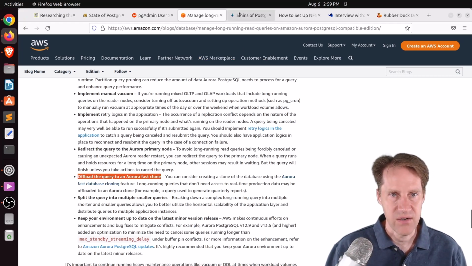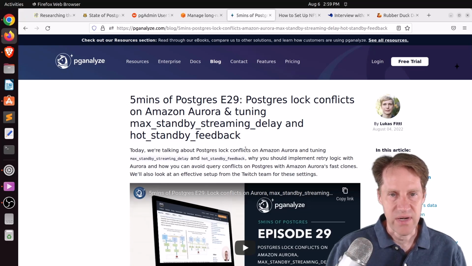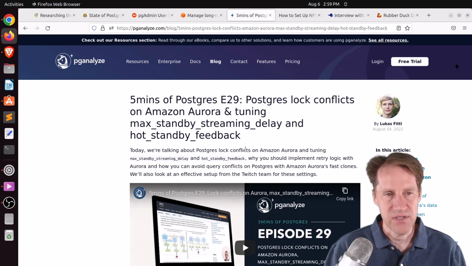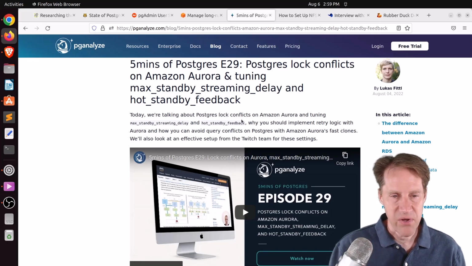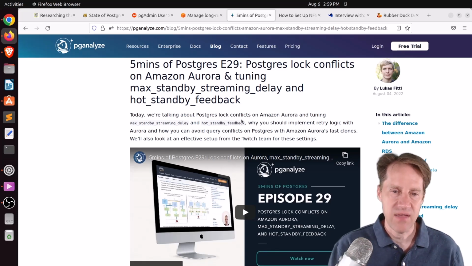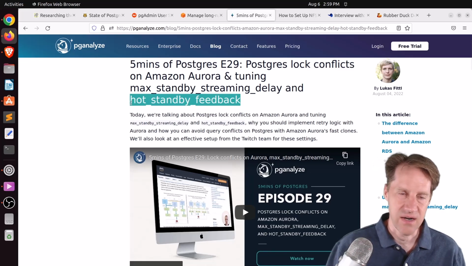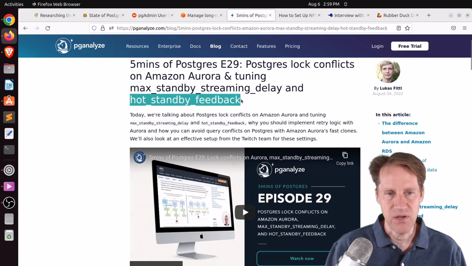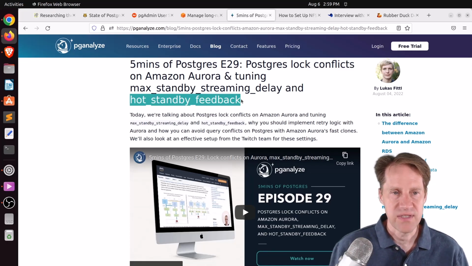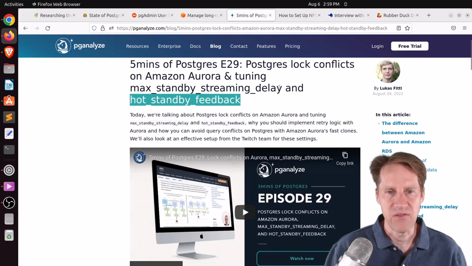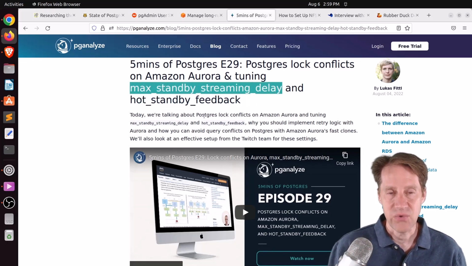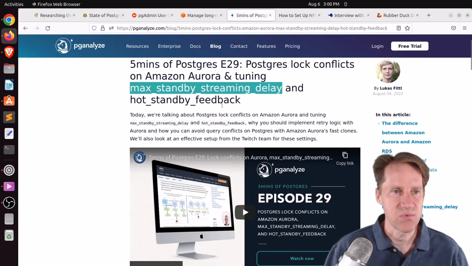But if you want to get more value out of this post, the next post, 5 Minutes of Postgres, episode 29, Postgres lock conflicts on Amazon Aurora and tuning max standby streaming delay and hot standby feedback. This is from pgAnalyze.com, and this is their 5 Minutes of Postgres where they examined this post and talked about it, and then also compared it to Postgres and how in some ways Postgres has a little bit more flexibility of dealing with this because you can change hot standby feedback in Postgres, but not Aurora. It's on by default in Aurora. And he talks about a use case of someone who wanted to run some long-running queries, and basically they turned off hot standby feedback and then made a very long, I think 6-hour max standby streaming delay so that long-running queries could be handled without being canceled. But I definitely encourage you to check out this episode this week as well.